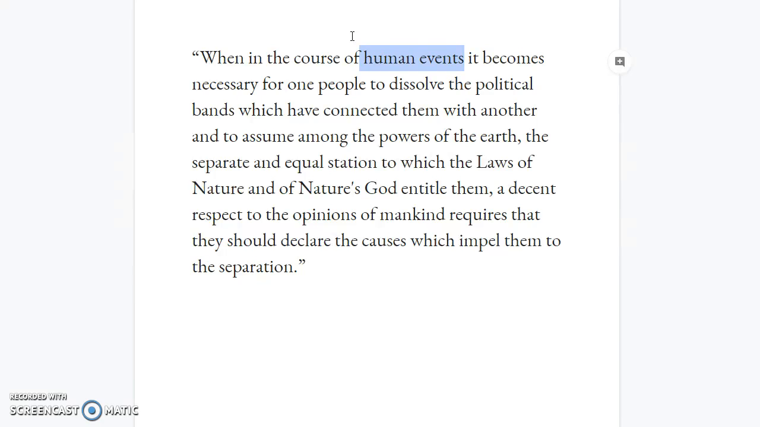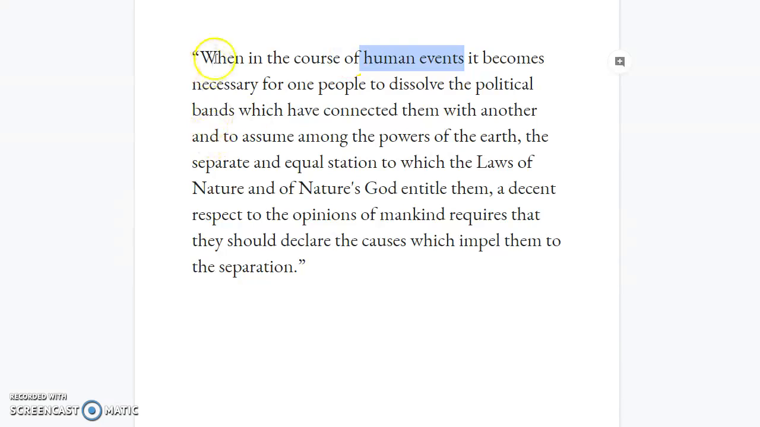So, for example, if there is an ice storm in Antarctica, it's not a human event because it doesn't affect any humans. If there's a civil war, that's obviously a human event because it affects humans. An election, that's a human event. An underwater fish dying is not a human event.